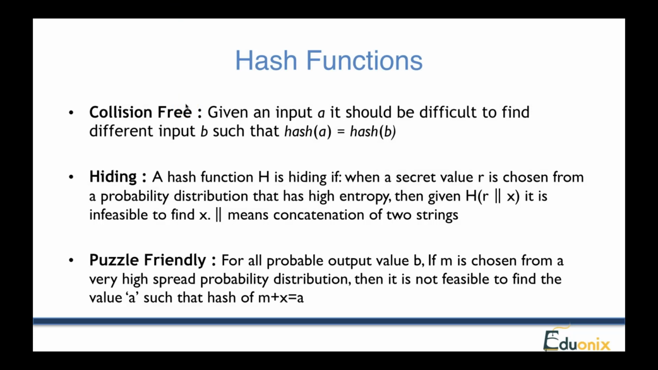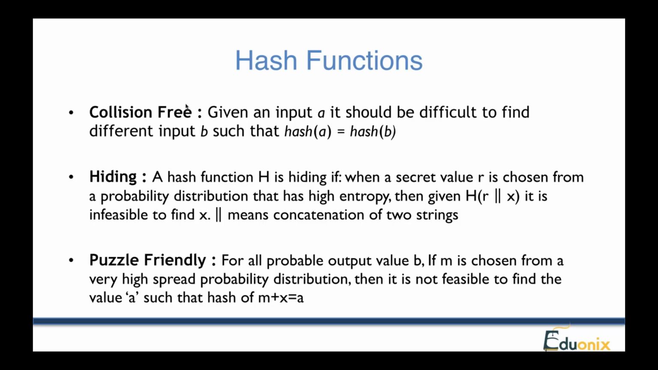Hi guys, welcome back to this fantastic tutorial presented to you by Eduonix. So we have been going through the first fundamental of blockchain, that is the hash function. We have seen what a hash function is and its properties. The first property is collision free and the second property is hiding, which have been covered in the previous two videos. Now let's go to the third property of hash function.